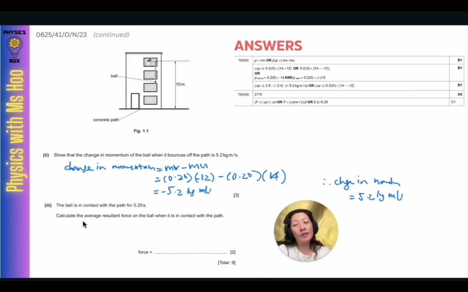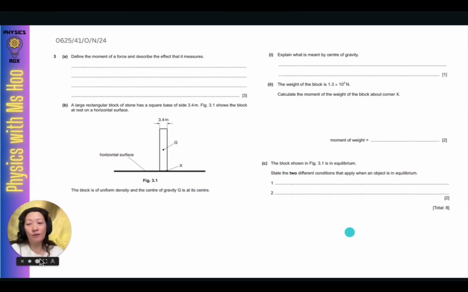Now for the last question, it's a calculation question again. So all you have to do is just use the correct formula, get the correct answer, and write the answer in the space provided. Now let's move on and take a look at another question.